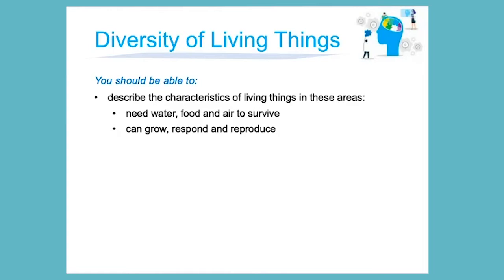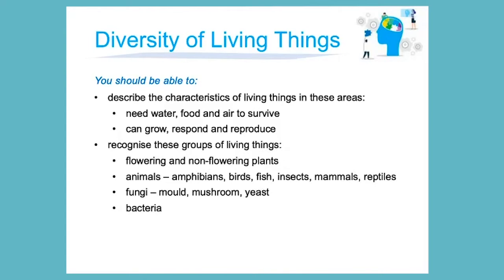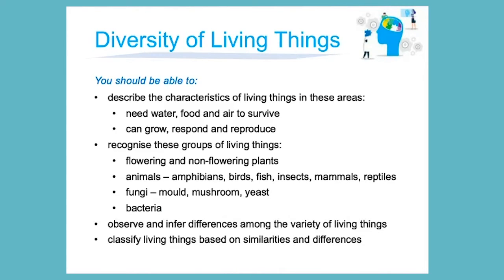So this has been snatched right off your PSLE syllabus. So in this particular topic of diversity, you should be able to describe characteristics of living things, how they need water, how they need food, how they need air, how they can grow, respond, and reproduce, right? And you should also be able to recognize and differentiate between these groups of living things. What's the difference between flowering and non-flowering plants? What are the differences between the different types of animals that we're talking about here? What about the 3 different types of fungi? And how is bacteria different from the rest of the groups?